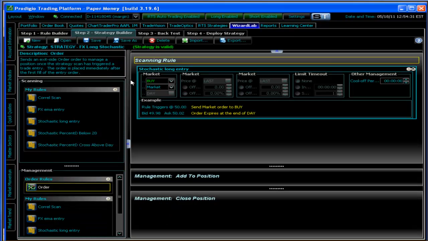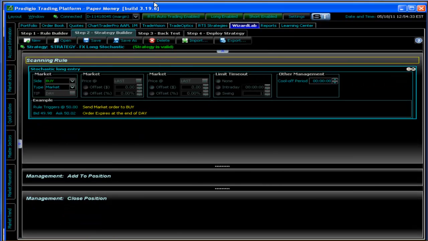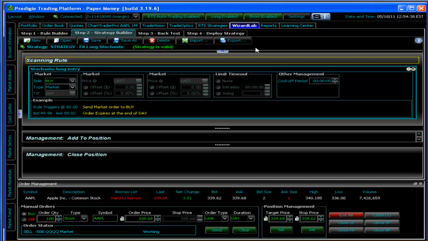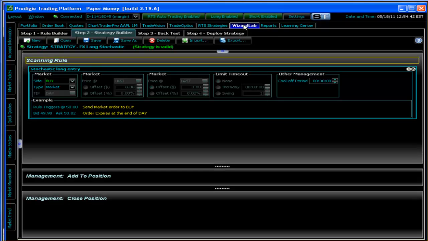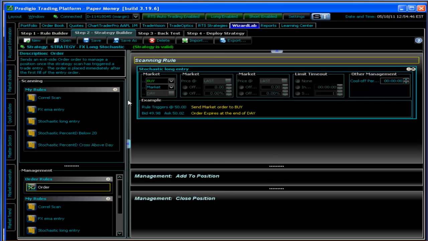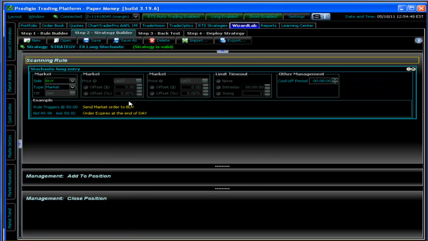So let's take a closer look at the parameters of these strategies, and you can do a lot here. I double-clicked on the Wizard Lab tab at the top, and that put the Wizard Lab panel on the entire platform. So it expanded this panel to the entire platform. I also collapsed this toolbar on the left-hand side. That gives me a little more room to work with and allows me to more easily demonstrate exactly what's going on here. Now, a scanning rule.